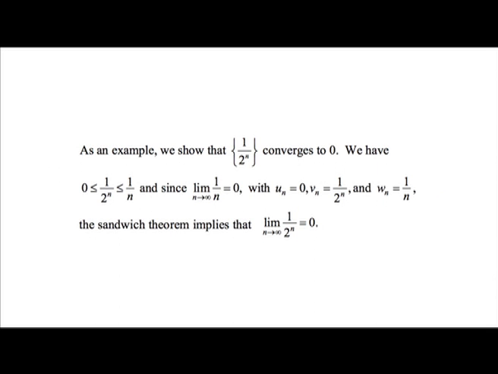As an example, we show that sequence 1 upon 2 power n converges to 0. We have 0 less than or equal to 1 upon 2 power n less than or equal to 1 upon n, and since limit of 1 upon n as n approaches infinity is 0, with un equal to 0, vn equal to 1 upon 2 power n and wn equal to 1 upon n, the sandwich theorem implies that limit of 1 upon 2 power n as n approaches infinity is 0.